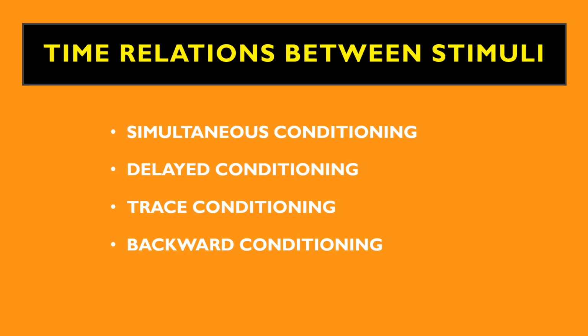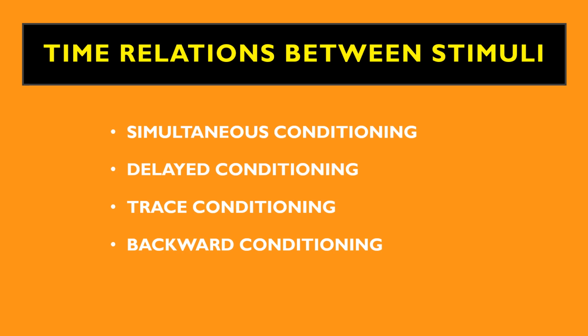The fourth one is the backward conditioning. Here the unconditioned stimulus, that is the food, precedes the onset of the conditioned stimulus or the bell. It is the least effective way to acquire a conditioned response. That is, it is difficult to get a conditioned response through the backward conditioning process.